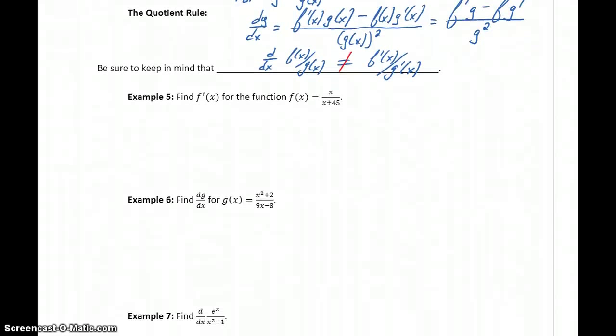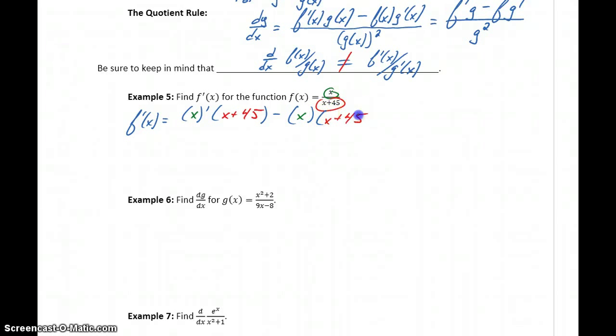So for instance, in example 5, our function in the numerator is x, and our function in the denominator is x plus 45. So to find f prime of x, we take the derivative of x, which is that function in the numerator, times the denominator, and then subtract the numerator times the derivative of the expression in the denominator. And then we divide by whatever that original denominator is, squared.